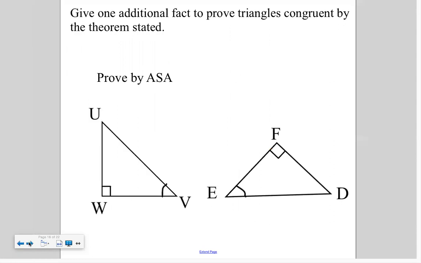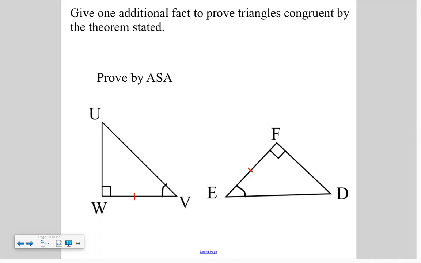Give one additional fact to prove the triangles are congruent by the theorem stated. Angle, side, angle. Well, it looks like we've got the two angles. So I think we're missing the congruent side. Now, if we're doing angle, side, angle, we need the side to be between the two angles. So that side and this side.